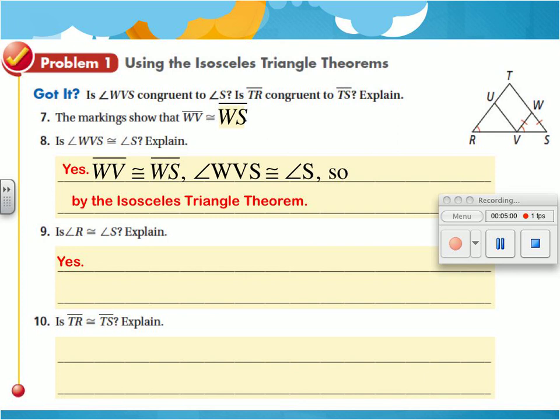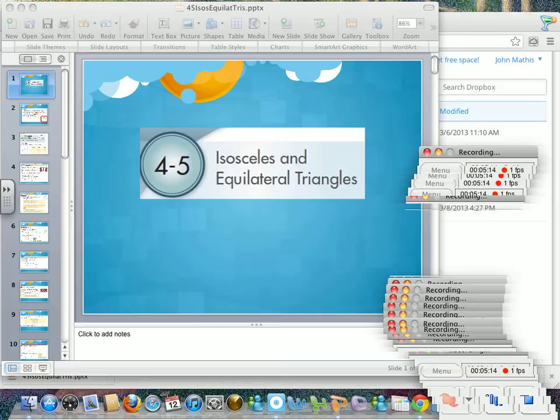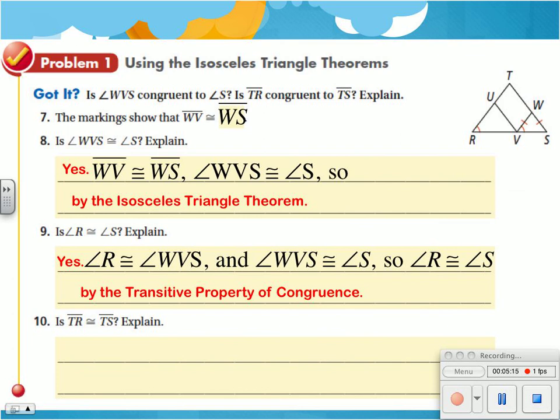All right, is angle R congruent to angle S? Well, the answer to that one is also yes, because angle R is congruent to angle WVS. It's given to us that that's the case. And angle WVS is congruent to angle S. So by the transitive property of congruence, angle R is congruent to angle S.